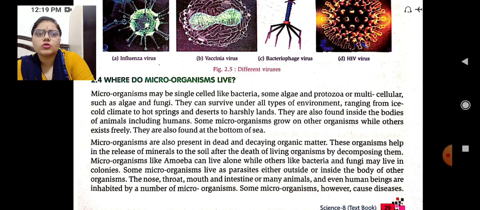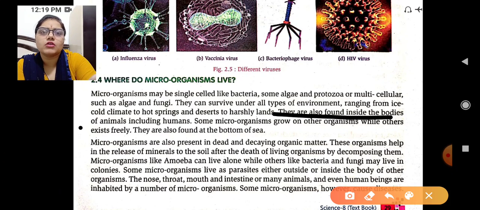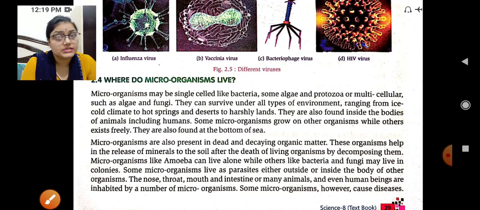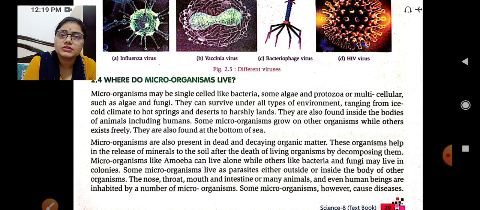Okay, they are also found inside the bodies of animals including humans. Some microorganisms grow on other organisms while others exist freely. They are also found at the bottom of the sea. Where can they live? They are also found inside the bodies of animals including humans; in the human body they can easily be found. Some microorganisms grow on other organisms while others exist freely. They are also found at the bottom of the sea, where they can easily be found.